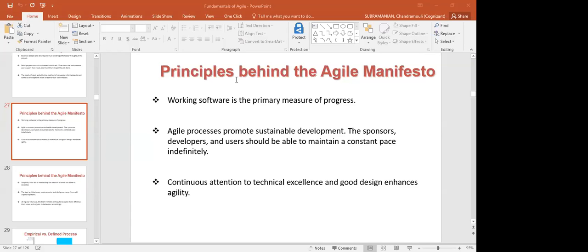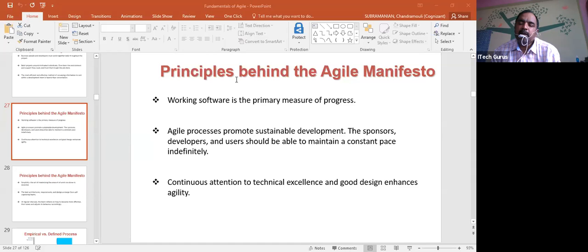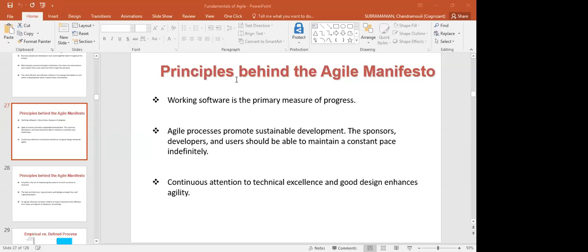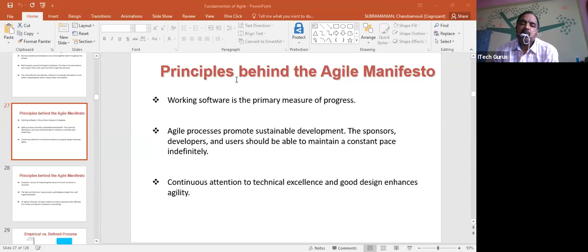But here, how many tasks you do, how much work you do, how much of the requirement is completed is not a matter. What is the measure of success? Deliverable. How much working software you are delivering? So working software is the primary measure of progress.